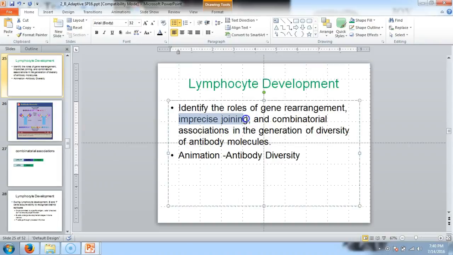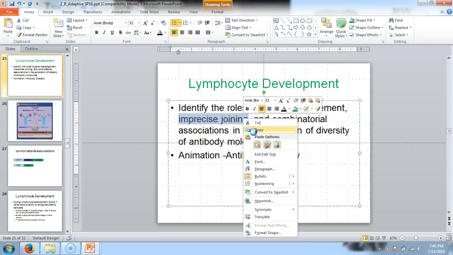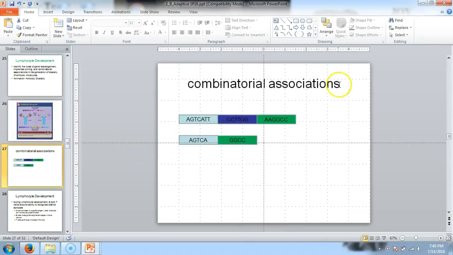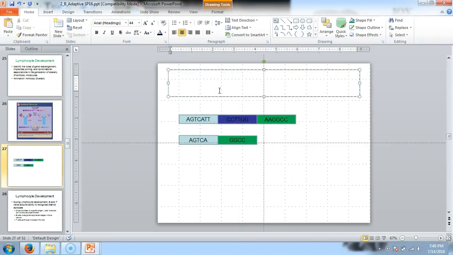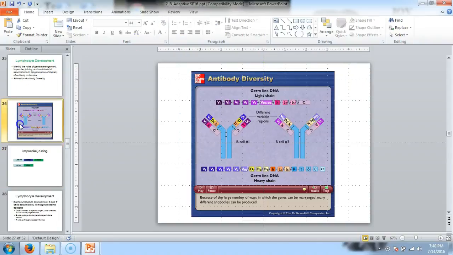Imprecise joining they don't show you in the animation. This is what I'm going to try and show you in that.